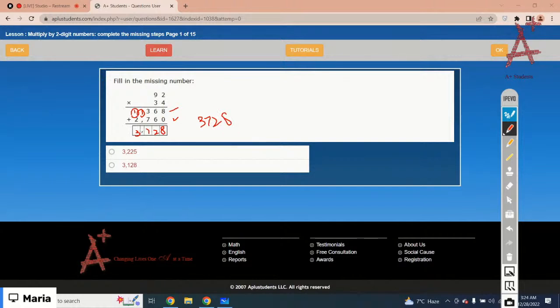Option number, it would be 3128. Got it? Option number 2 is the correct option. Just select the correct option and click on the OK button. Got it?